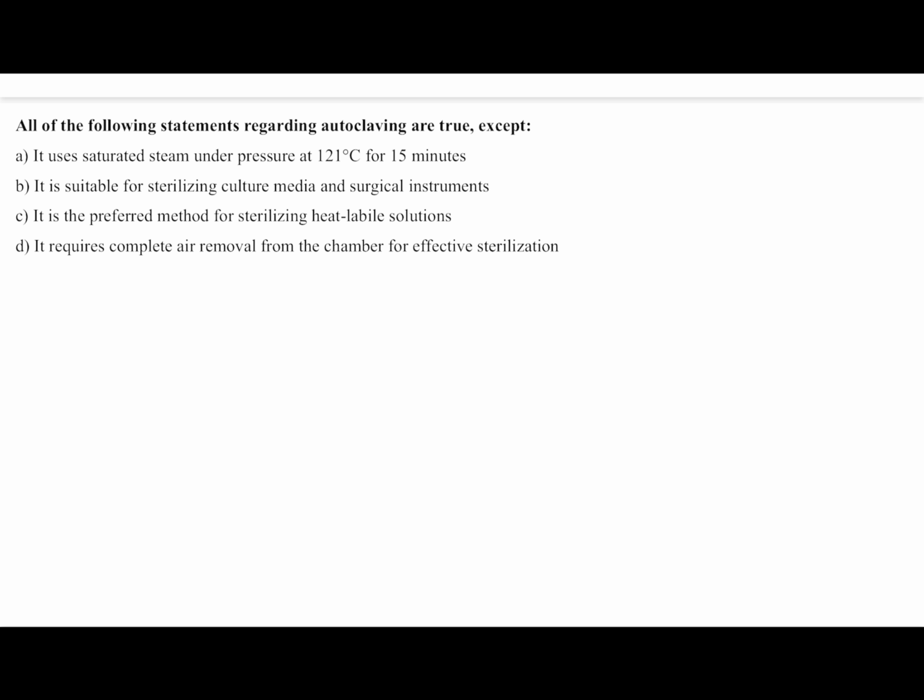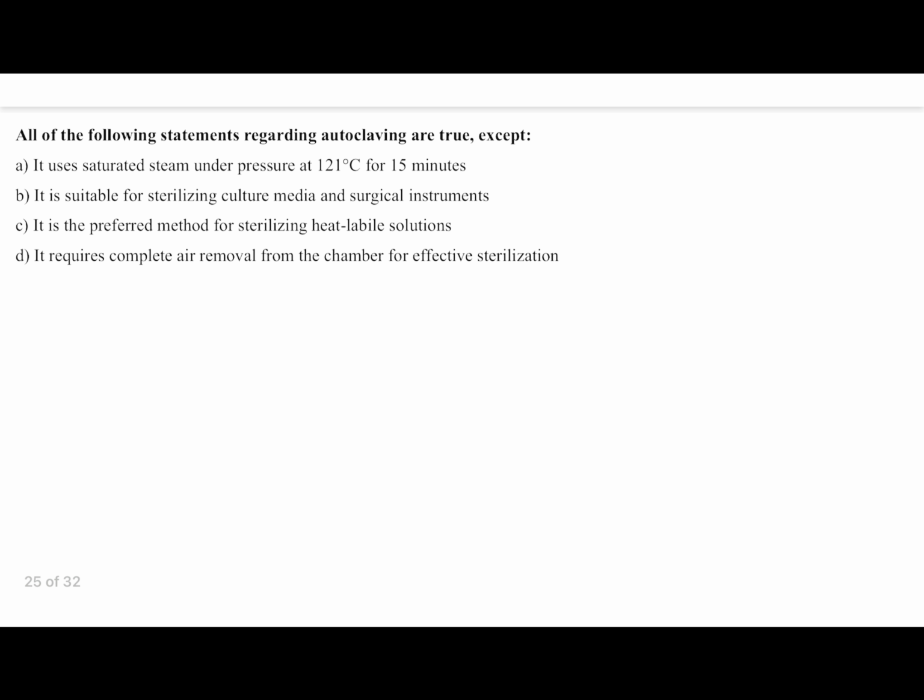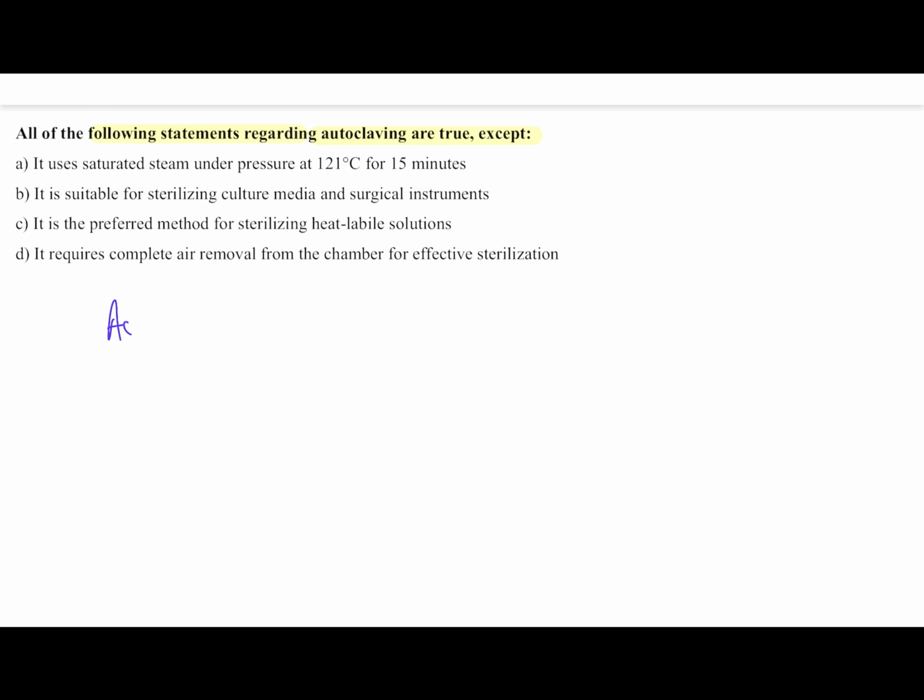Next question is related to sterilization or disinfection. What it is asking: all of the following statements regarding autoclaving are true except. So we need to check about the autoclave. What is autoclaving? In autoclaving we are using temperature more than 100 degrees Celsius, so it will come under that. Whenever we are using temperature above 100 degrees, it will be autoclaving.